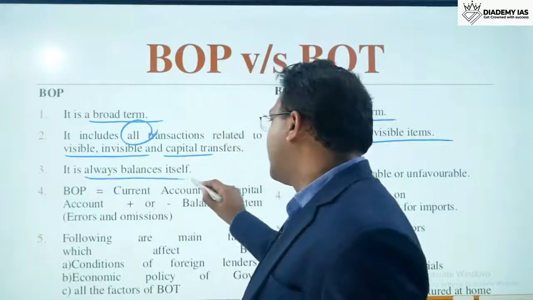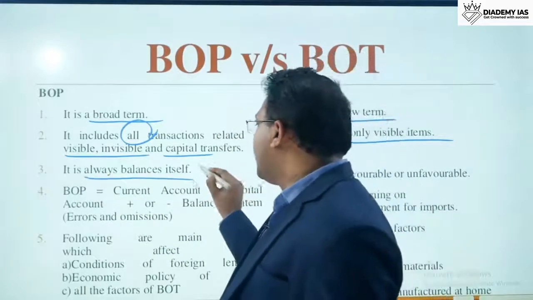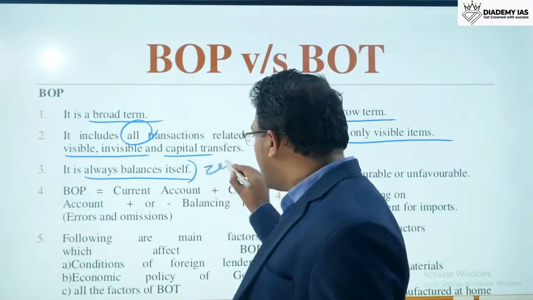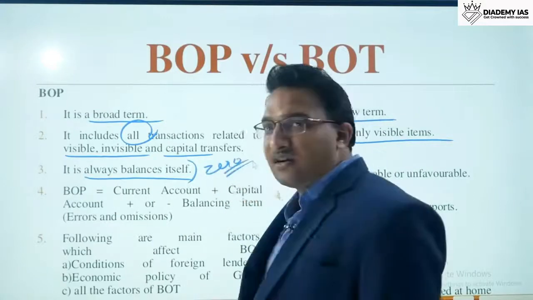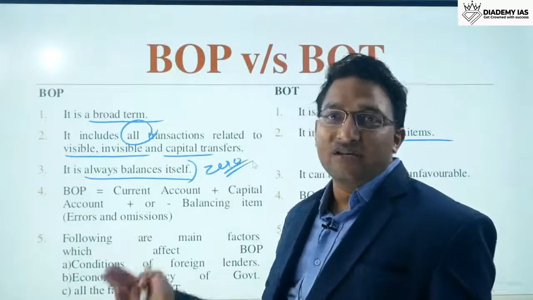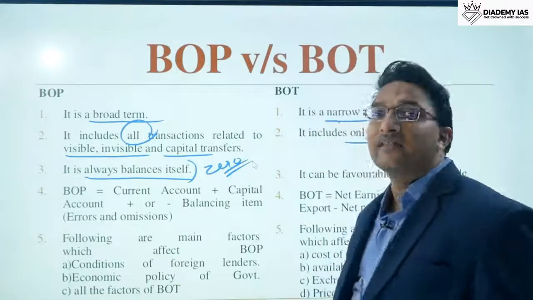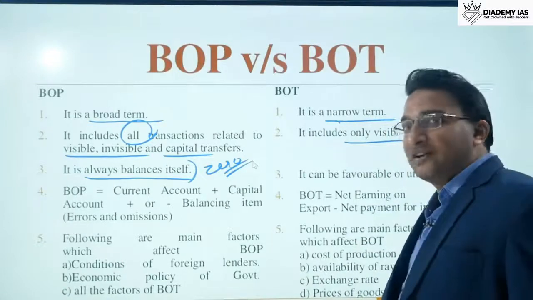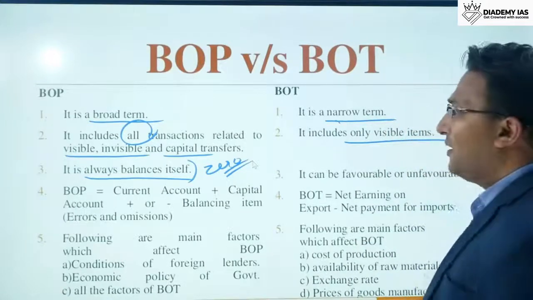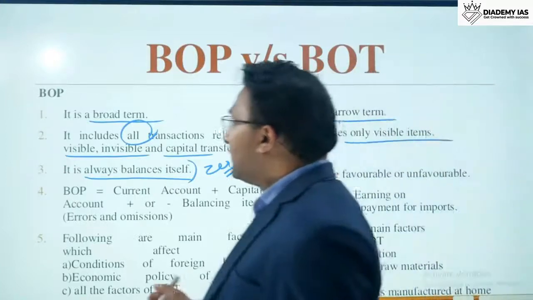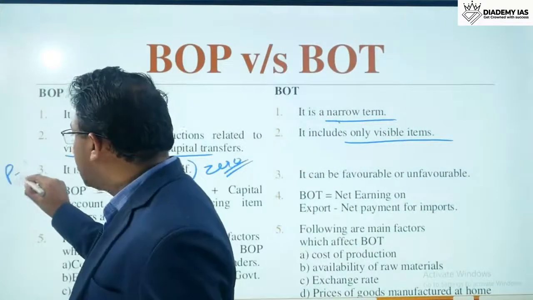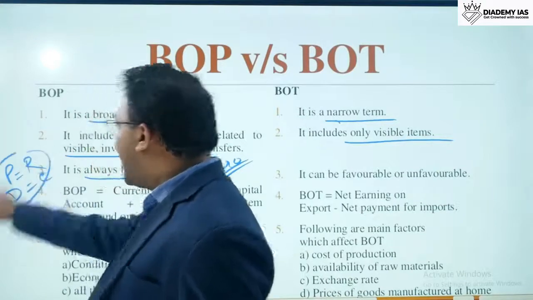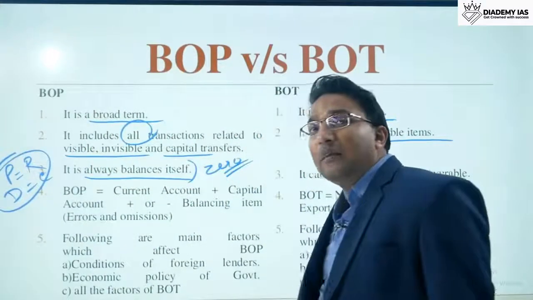Balance of payment always balances itself, right? It always has an impact of zero, because if there is deficit, then foreign exchange can be paid. If there is surplus, then foreign exchange can be increased. So in any case, foreign exchange can be adjusted and balance of payment is always balancing, because the payment is equal to receipt, or debit side is equal to credit side. So in any case, they will be balancing.